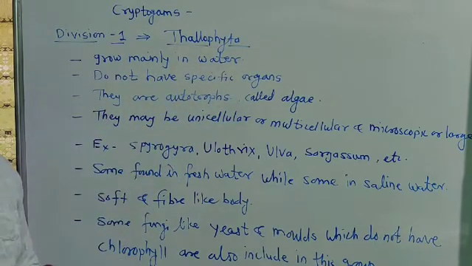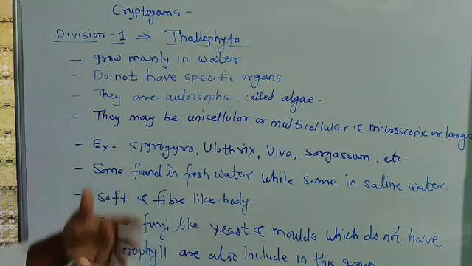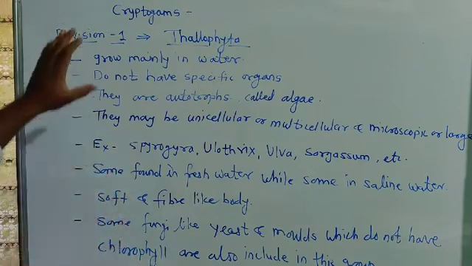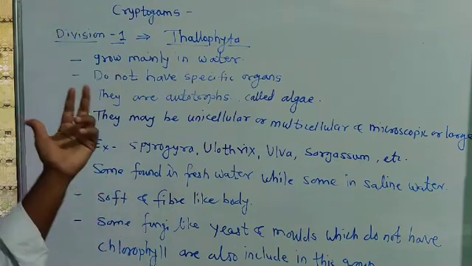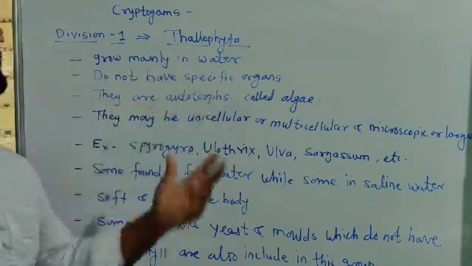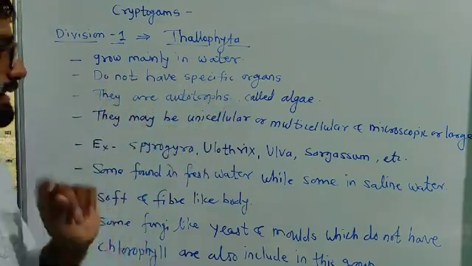We see there is no presence of specific organs. If we see a well developed tree, we see different organs of the tree: root is there, flower is there, fruit is there. But in the case of division Thallophyta, generally these specific organs are not present.